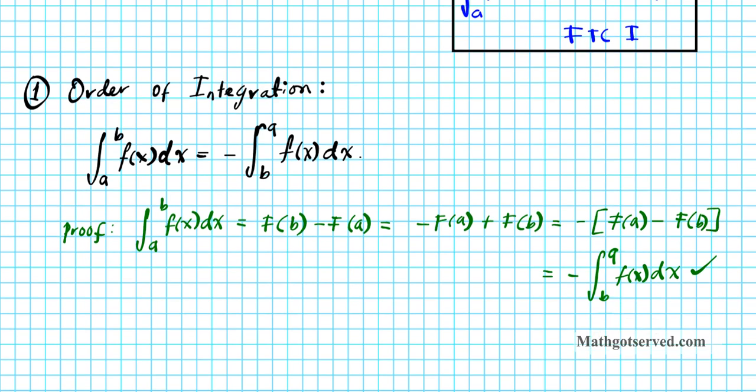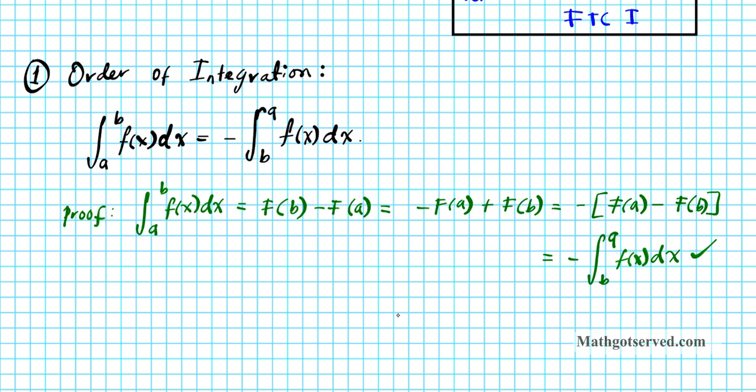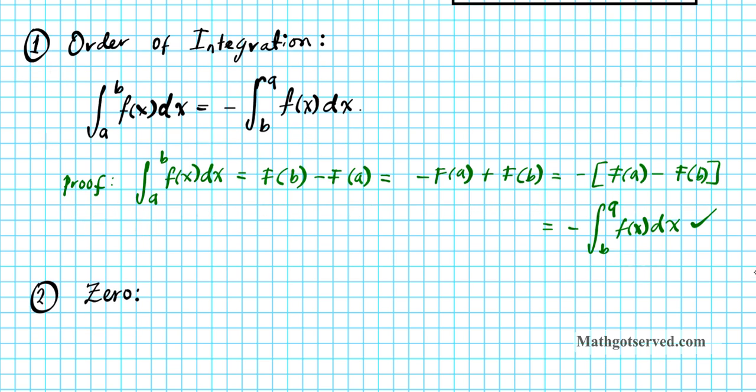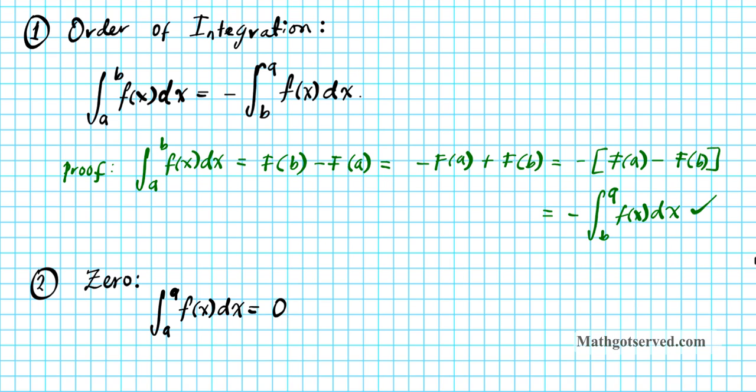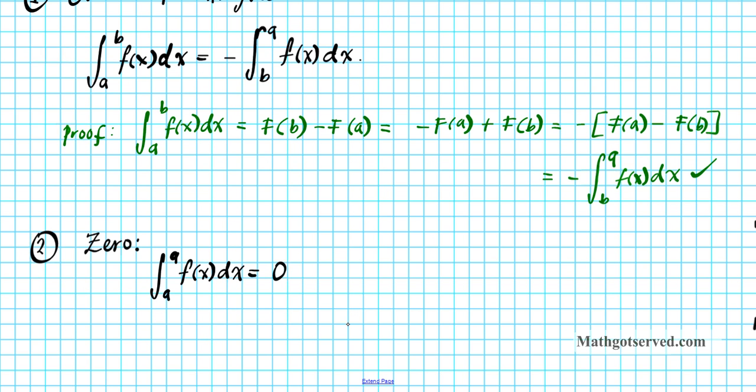Now let's switch our attention to the second rule, which is known as the zero rule. Okay, zero rule. Now what does that one say? Well, it says that the definite integral from a to a of f of x dx equals 0. One way to easily see that this rule is correct or accurate is think of it as area, using the area definition of an integral.